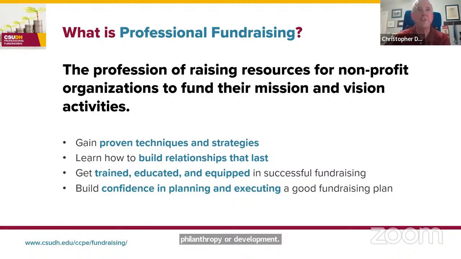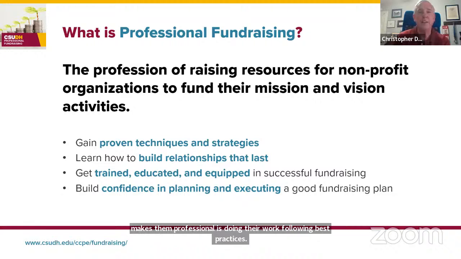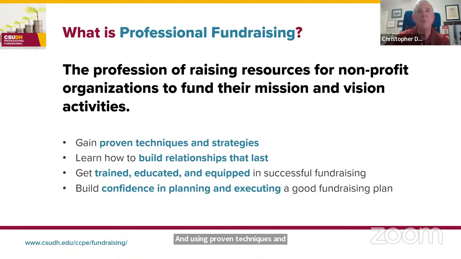So what is professional fundraising? I would define it as the raising of resources for nonprofit organizations to fund their mission and vision activities. Fundraisers can actually be paid or volunteer. What makes them professional is doing their work following best practices and using proven techniques and strategies that enhance results and build relationships that last. At the end of the day, fundraising is about relationships. And that's going to be emphasized in this course.